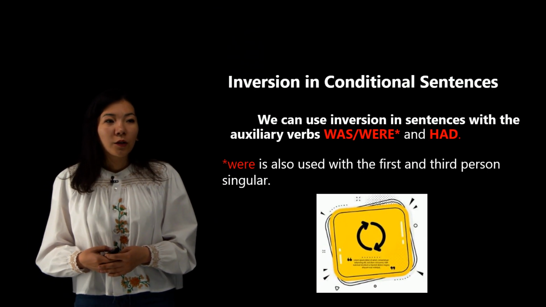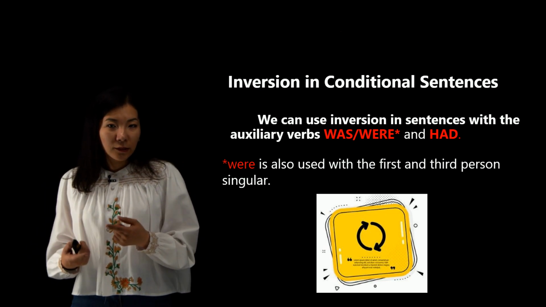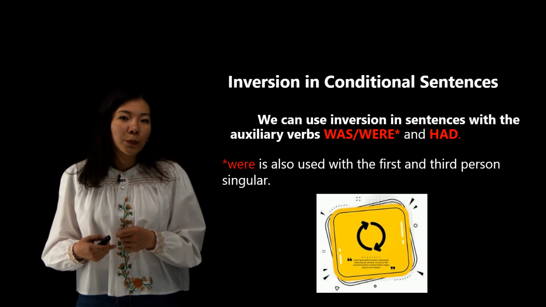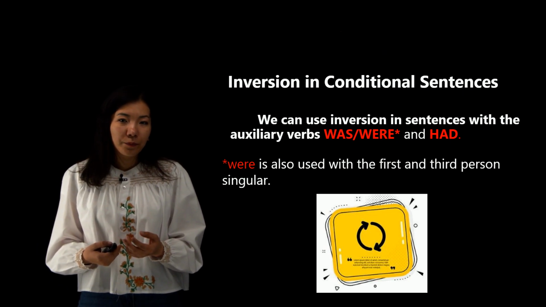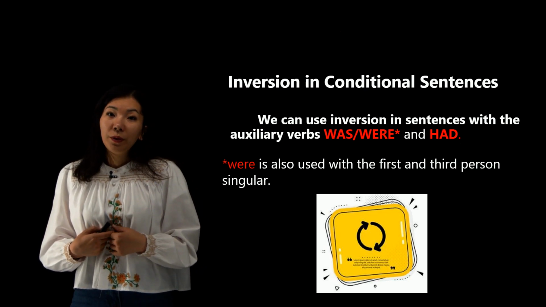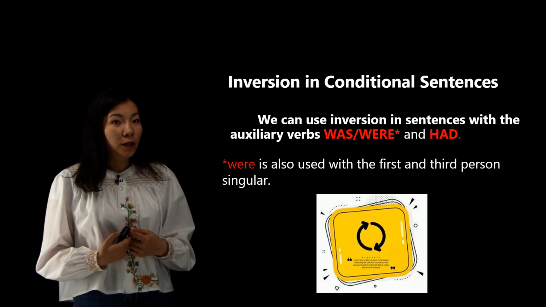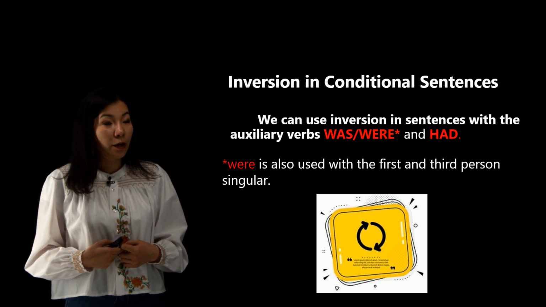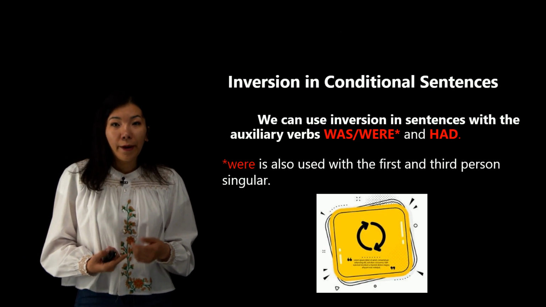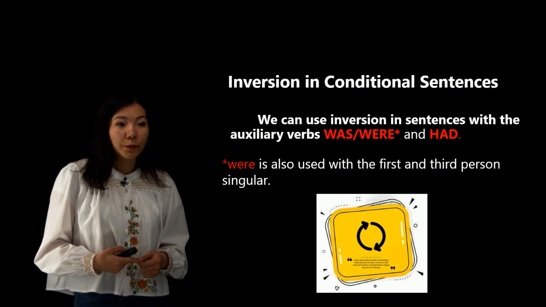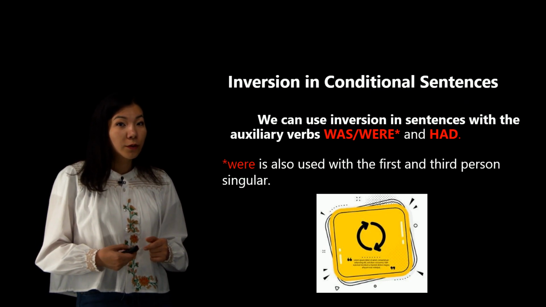Okay, so also we can use inversion in sentences with the auxiliary verbs like was, were, and had. So bear in mind that were is also used with the first and the third person singular. Yeah, you could also use were with the third and first person singular. Okay? Now it's time to look at the examples.